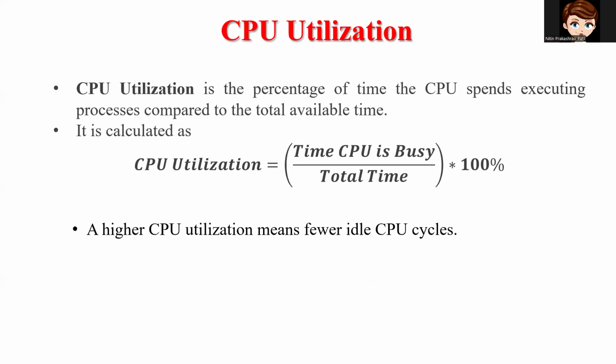CPU utilization is the percentage of time the CPU is spending executing processes compared to the total available time. It is computed as CPU utilization equals the time the CPU is busy divided by the total time the system is up, multiplied by 100%.